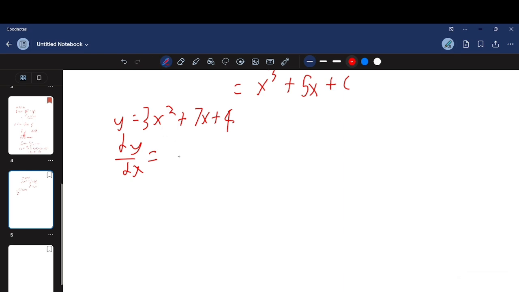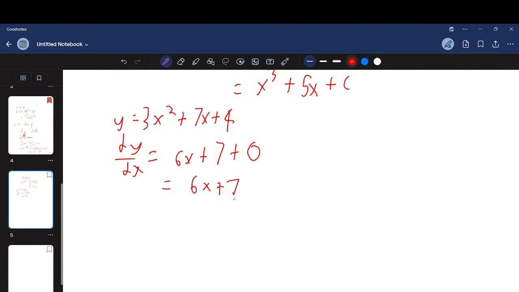We bring the power in front. 2 times 3 becomes 6x squared, 6x, and minus 1 from the power. Then 7 plus, as there is no x in 4, we put the 0. So the equation becomes 6x plus 7.